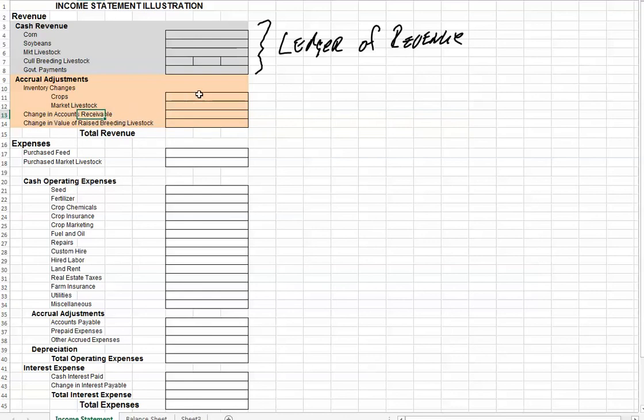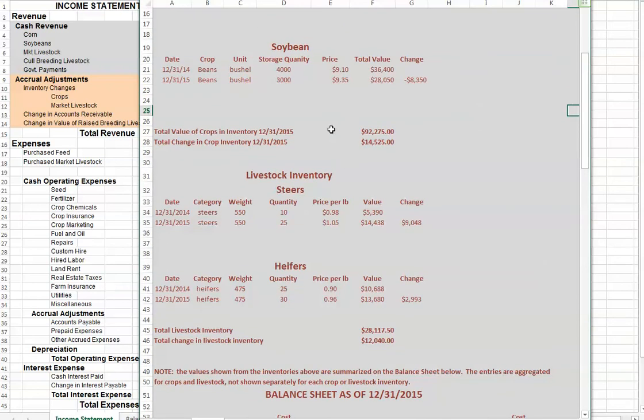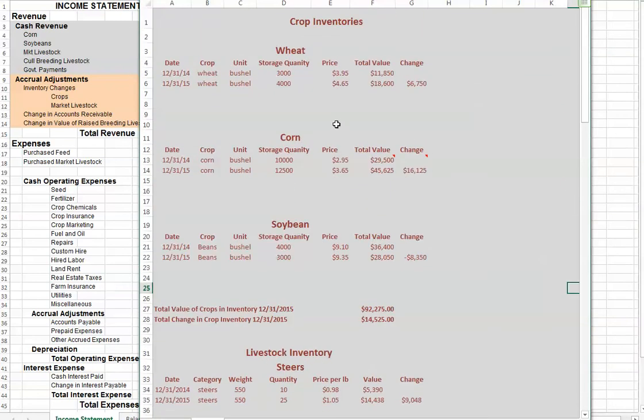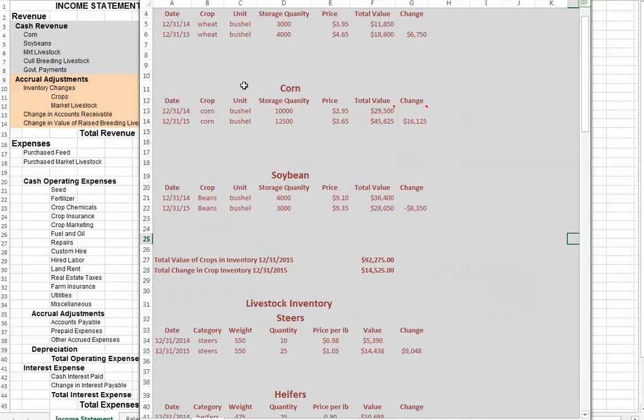So where do the numbers come from that go in these categories? Because they're not cash receipts. They're changes in value of those items during the year. If you go back and look at the chart of accounts, we had a chart of accounts illustrated to you for crop and livestock. Now remember, this is market livestock, not breeding livestock. So let's just go take a look at one of those.